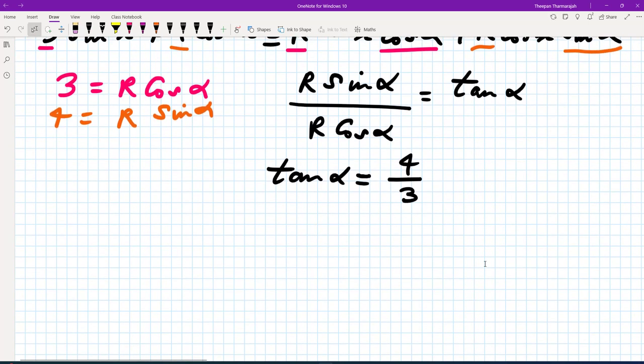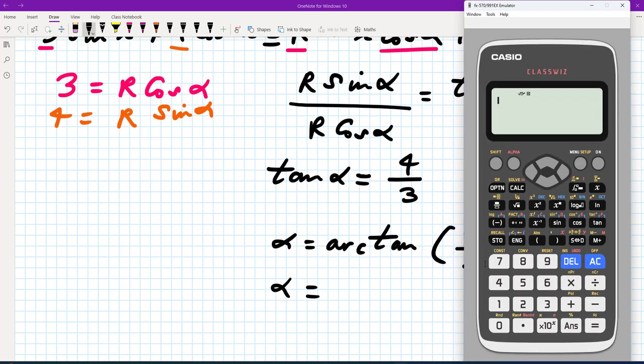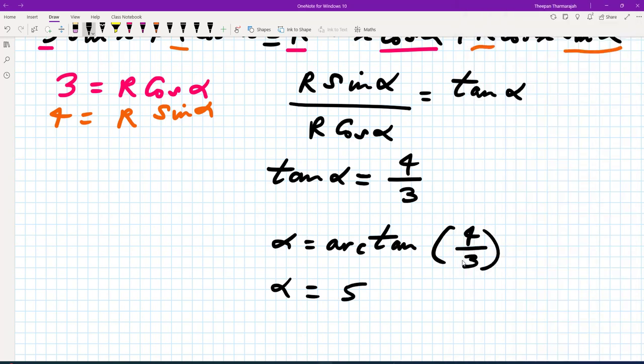So we can then say that alpha is arctan of 4 over 3. Arctan is exactly the same as tan inverse. So we can get that from our calculator here. So arctan of 4 over 3, and we're going to round that to 1 decimal place. That will give me 53.1 degrees, to 1 decimal place.